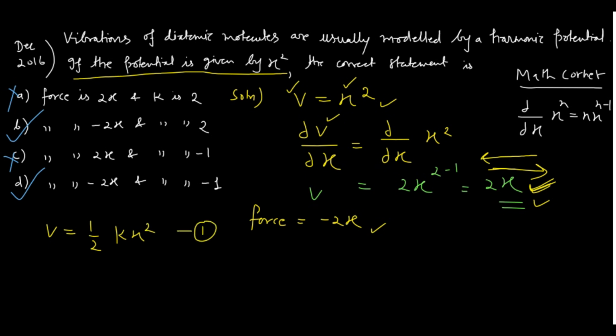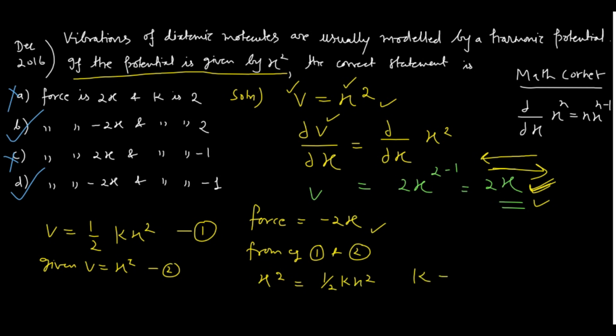Say this is equation number 1, and what is given in the question? V equals x square, right? This is equation number 2. So from equation 1 and 2, what can you write? For V you can write x square, and that equals half of kx square. So from here you can get your value of k. That will give you 2x square over x square. They will cancel out. k equals 2.